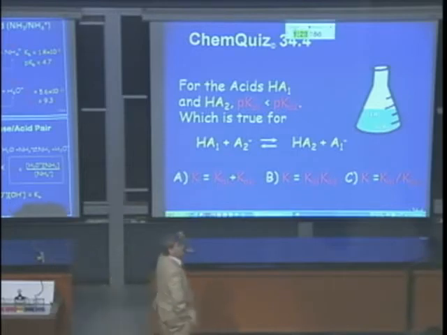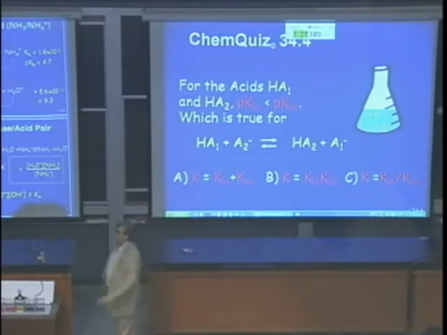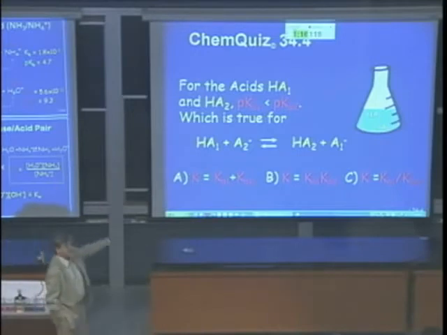What I would do, I would write both equilibria and then manipulate one of them, and then I would add it up to get that equation.